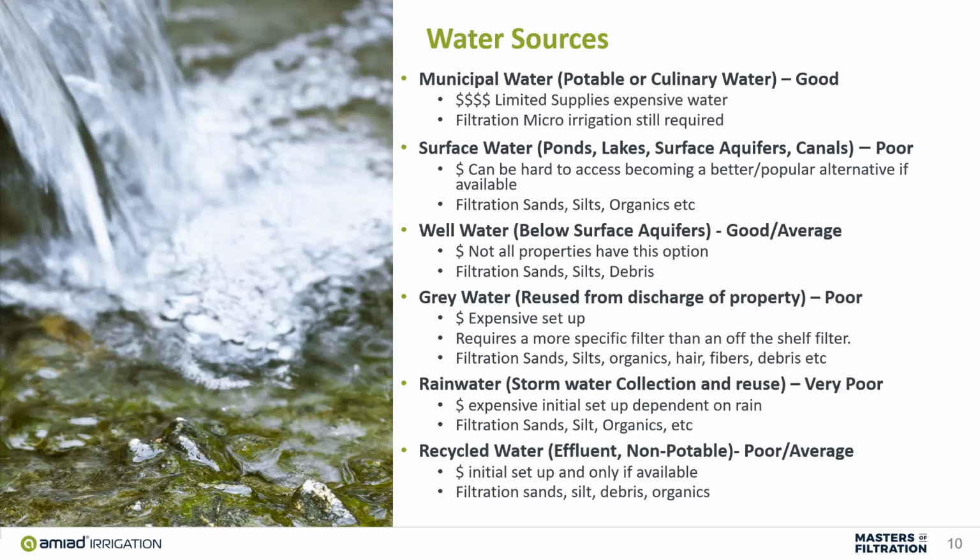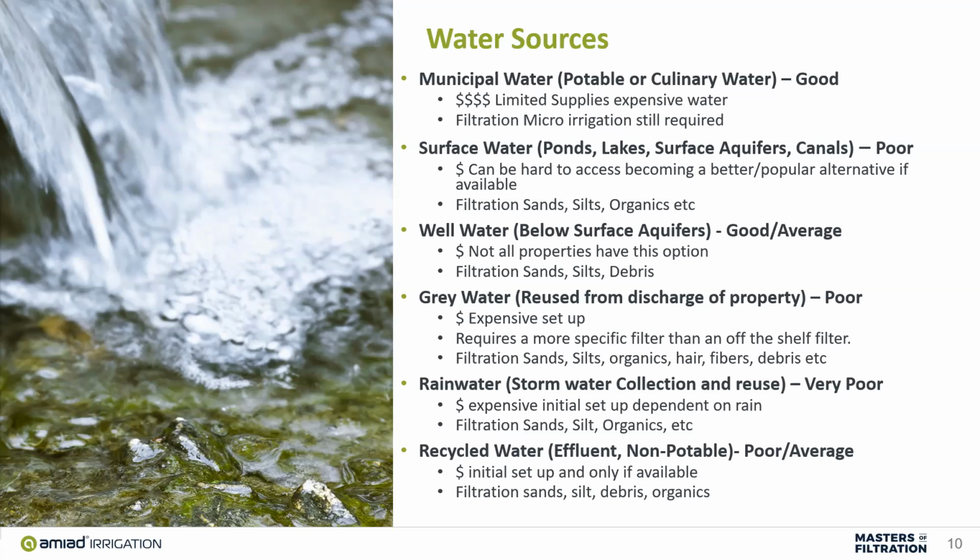Your surface waters are your ponds, your lakes, your surface aquifers, and your canals. That can be kind of poor water. Unfortunately, it's not going to be given to you clean, and you're going to be required to do some filtration in order for it to function on your site. Well water is really popular. This has been one that we've seen a lot of activity on, especially for filtration lately, because one of the issues we're running into is the amount of water in the aquifers is deteriorating, and they're starting to pull more debris, sands, and silts out of those aquifers. So we put this one down as can be good to average.